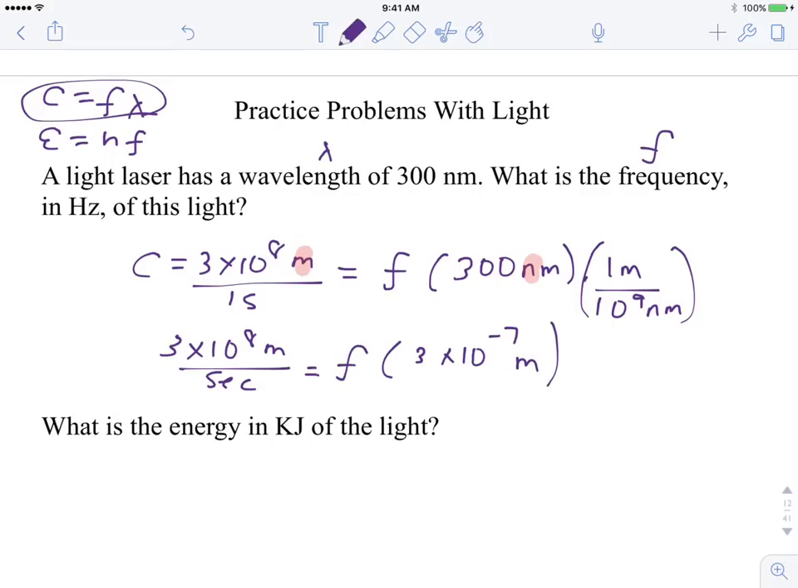Now if I solve for frequency, I'll get frequency equals 1 times 10 to the 15th, and that'll be cycles per second. Now you'll also see frequency written as hertz, so this is 1 times 10 to the 15 hertz.